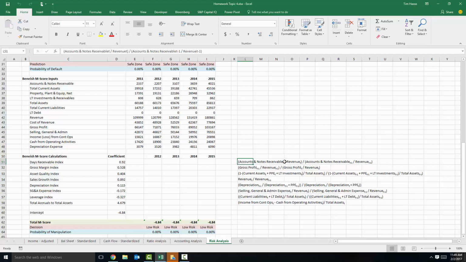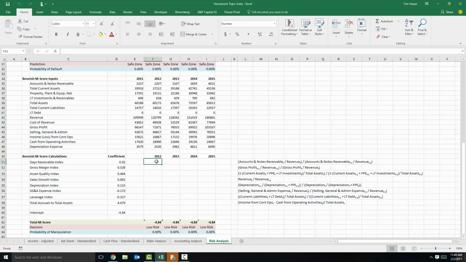Now you'll note that I've used these subscript T, and then T minus 1. T just means that it's in the same year. So if we wanted to calculate days receivables index for 2012, I would use the 2012 accounts and notes receivable when it says T, and if it says T minus 1, I would use the 2011 value.